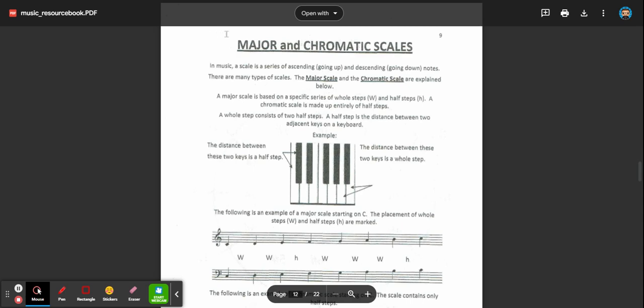Now, let's get right into it, talking about major and chromatic scales. In music, a scale is a series of ascending notes and descending notes. So these are just fancy words. If you don't know what ascending means, it means going up. When we're going up, that's ascending. When we're going down, descending is just a fancy word for going down.